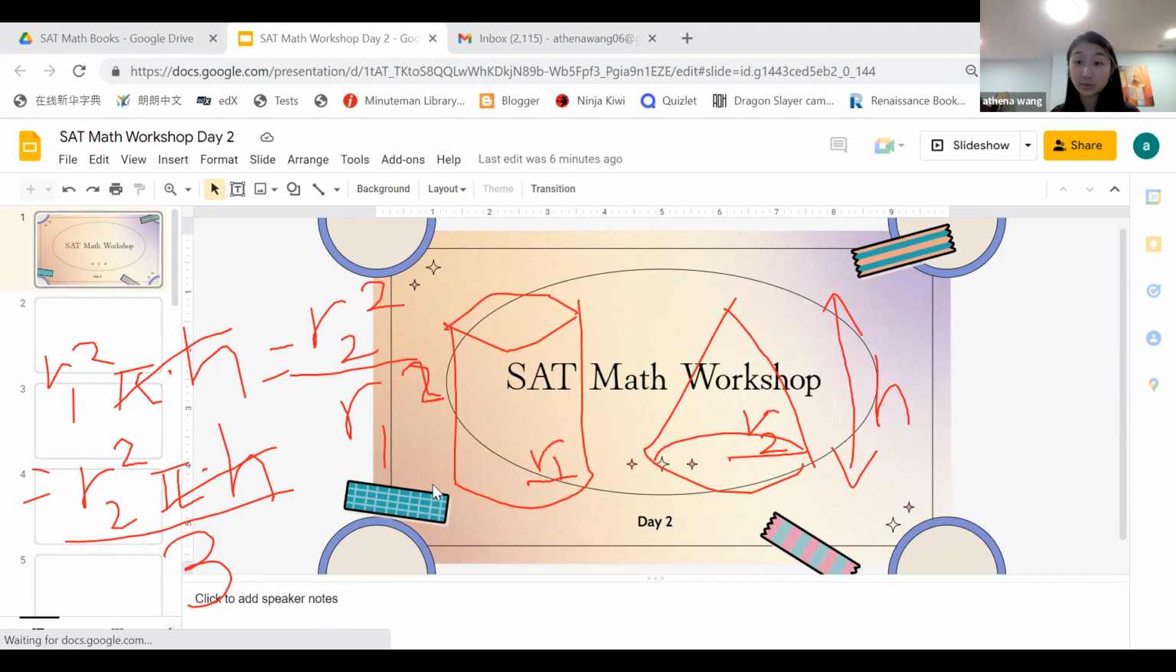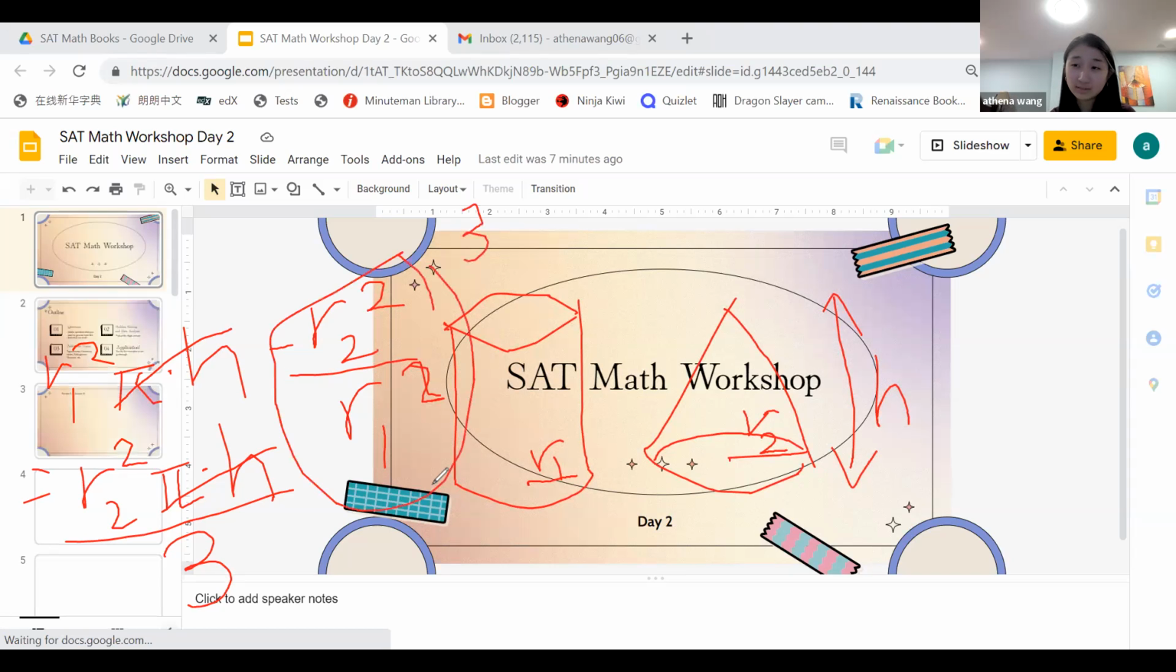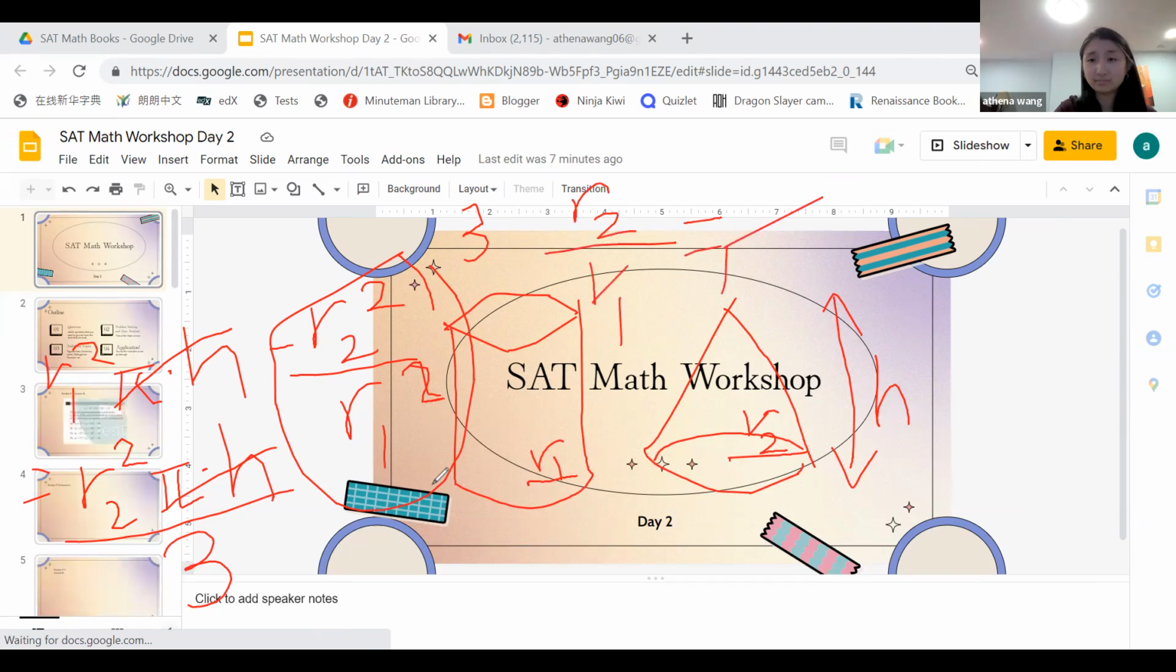Okay, so since this is 3, we can take the square root of both sides because we know that R2 and R1 are both positive. These can't be negative. They're the radii of different solids. So then we get that R2 over R1 is square root of 3. Okay, but for this one, you needed to know the volume of a cone and set them equal to each other. So more algebra.